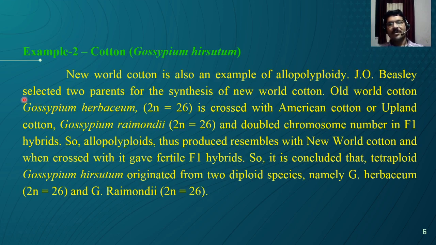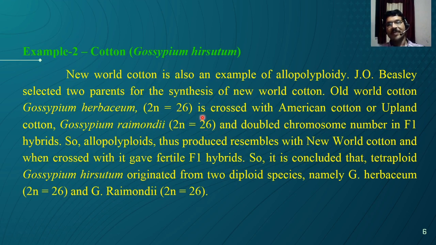Here the selected parents are of different species. The genus is similar, Gossypium, but the species are different. Gossypium herbaceum is commonly known as Old World cotton, and Gossypium raymondi is known as American or upland cotton. So both have diploid chromosome number 26, and these are selected as parents.